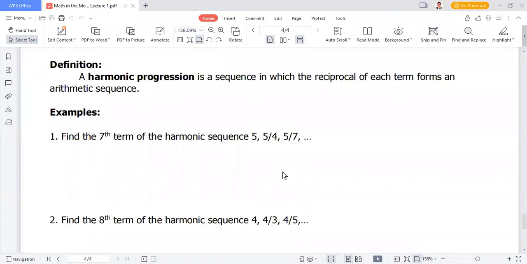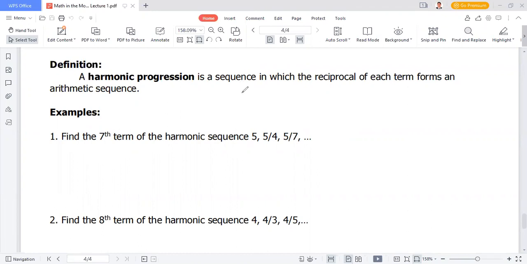Harmonic progression is a sequence in which the reciprocal of each term forms an arithmetic sequence. Pag binaliktad mo si arithmetic, harmonic yon. Okay, so ganun kasimple. So, una, try natin example under harmonic. Find the seventh term of the harmonic sequence 5, 5/4, 5/7, so on. So, paano yan? Walang formulang binigay.